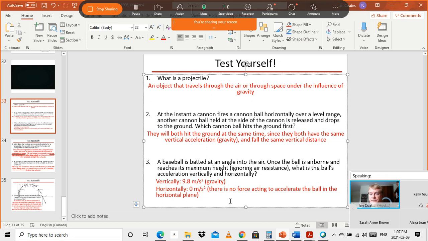Horizontally, as we stated before, without wind or air resistance, there's no force being exerted on the ball left to right horizontally, so 0 meters per second. Okay.